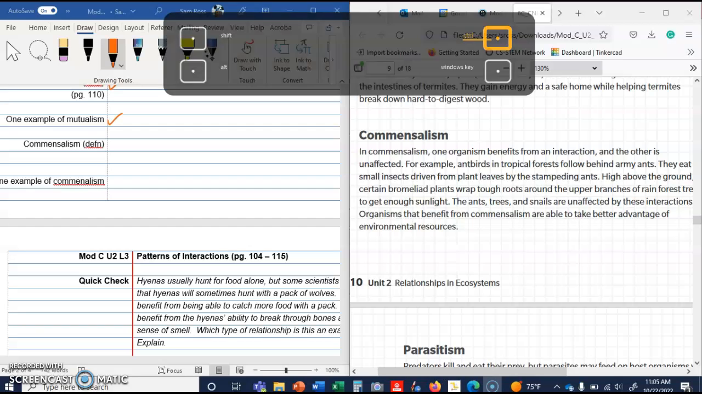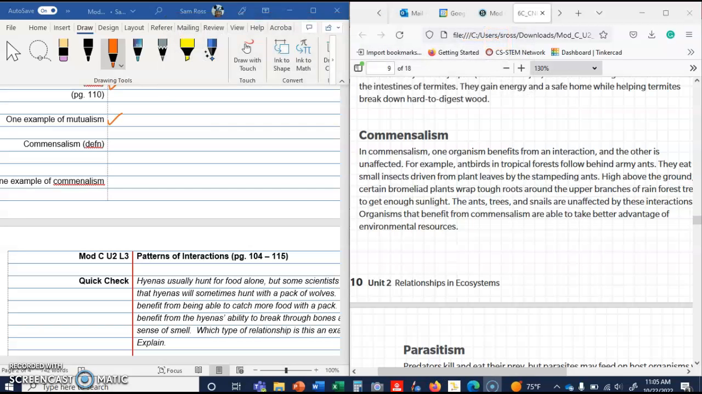Hey, this is part 2 of Module C, Unit 2, Lesson 3 video notes. And we stopped with commensalism, so we're going to come over here and see it.